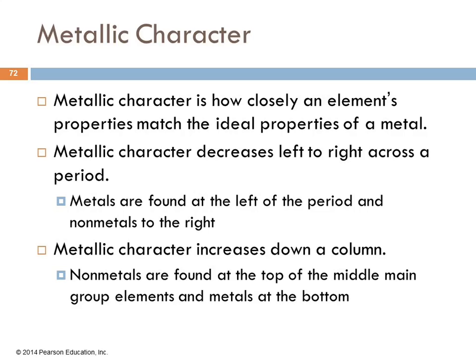So if we look at, let's say, group 5A, nitrogen and phosphorus are at the top. They're nonmetals. As we go down, metallic character increases. We go through a couple of semi-metals, and we get to bismuth at the bottom, that's a metal. So, trend in metallic character.